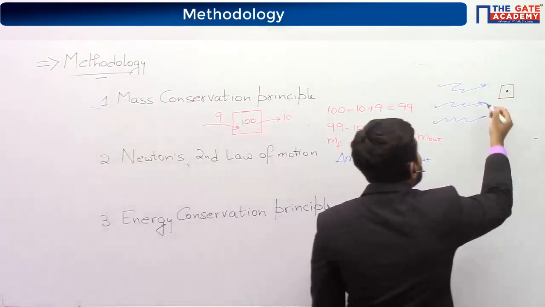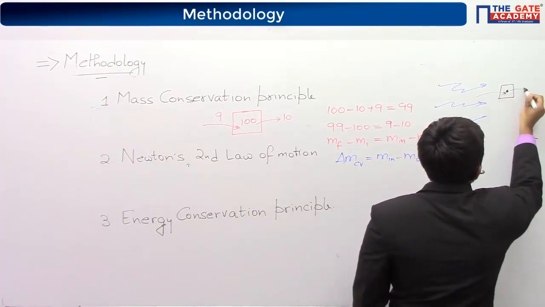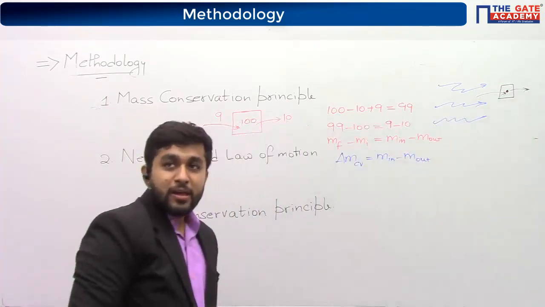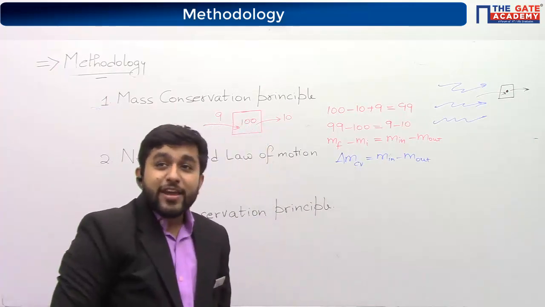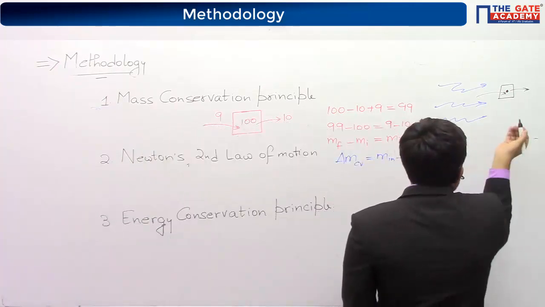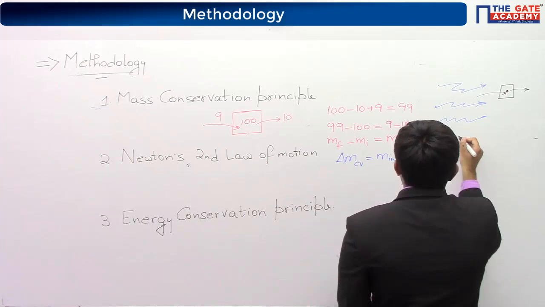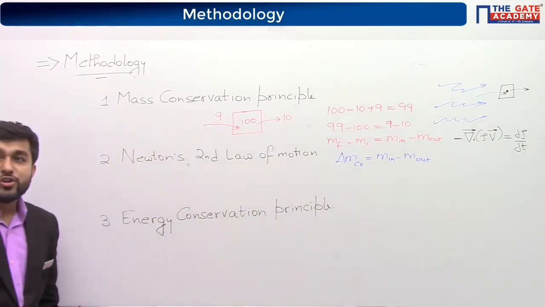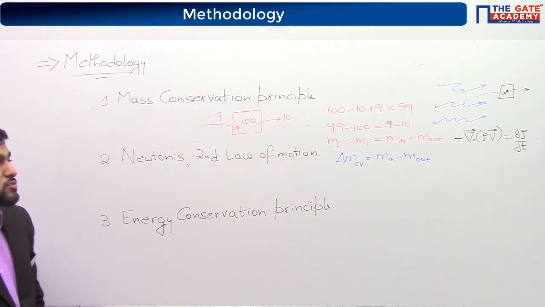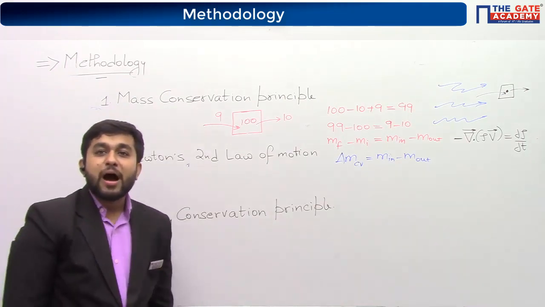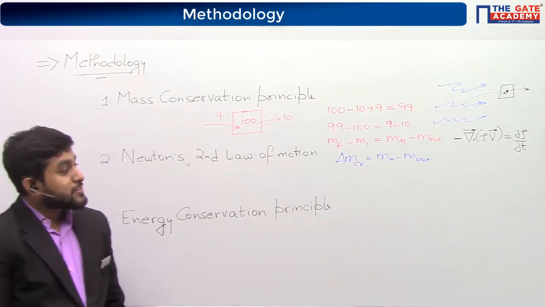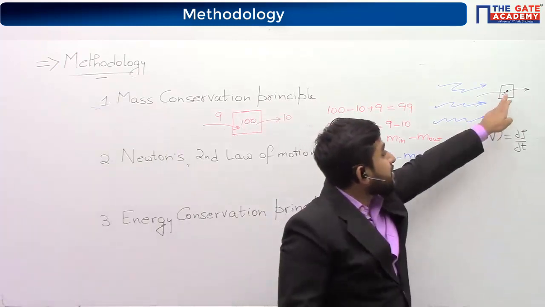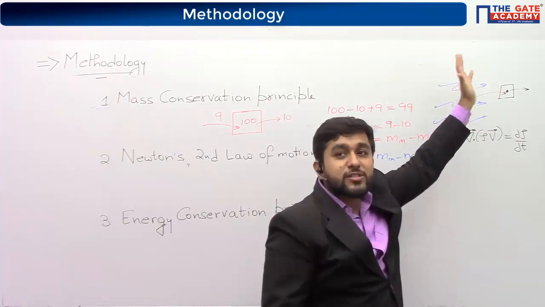So in the control volume, some mass will come inside, some mass will go outside. So finally, when you write the equation, it will appear something like this. Do not worry, I will explain this equation when we derive it. We will derive it in chapter number 3. This is the mass conservation principle at a point where the fluid is flowing.